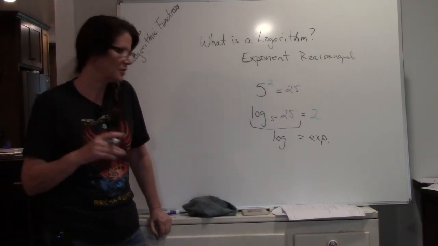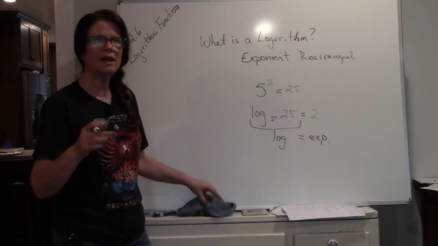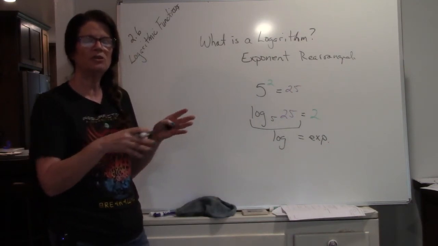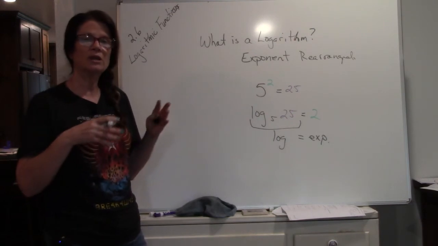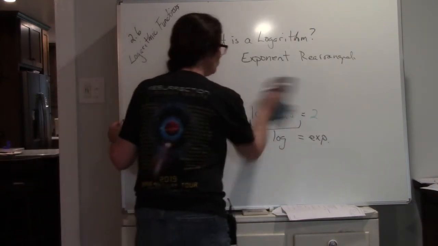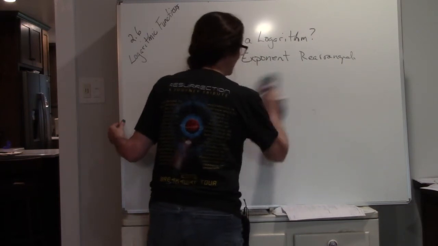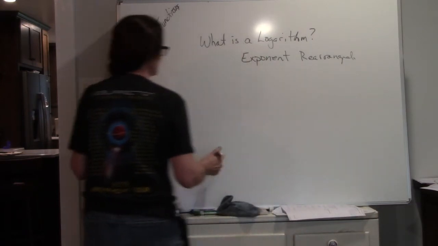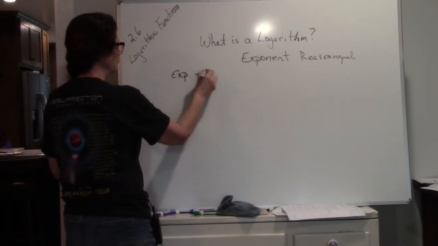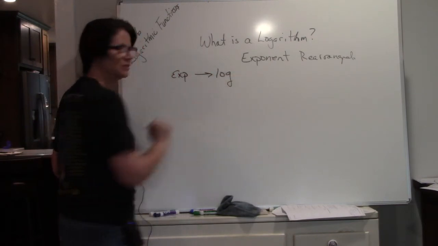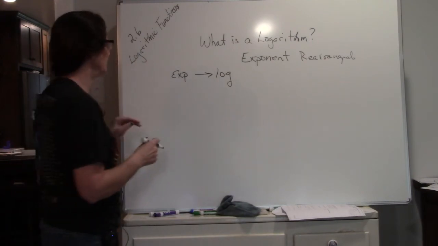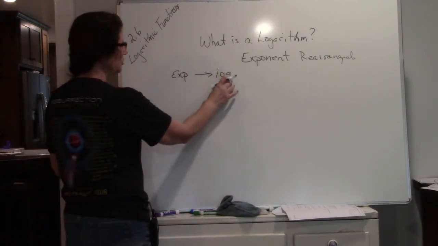That's all it is. So what you're going to do in your My Math Lab is they're going to give you either an exponential function and you have to write it as a log, or they're going to give you a log and you have to write it as an exponential function. So let me give you a couple examples of each kind so that you can see how it works. So if I start with an exponential function and I want you to write it as a log, okay? Log, L-O-G, is just the shortened version of logarithm. So exponential function changed to a log.